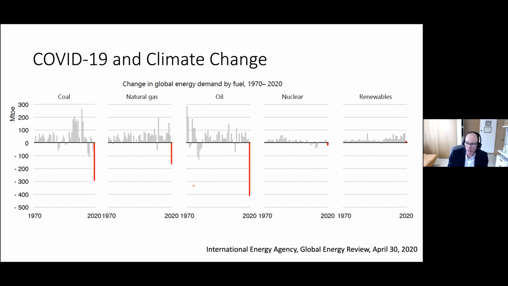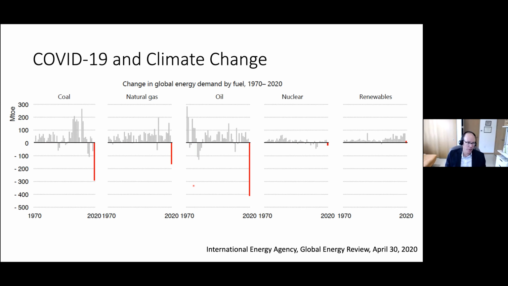So what did COVID actually do? It didn't really shift the distribution. I'll get into that in a minute. But it did change the emissions that cause climate change pretty substantially. So this is an interesting plot. It's the change in global energy demand by fuel. This is estimated by the International Energy Agency, and it was done on April 30th of this year to reflect what was happening with the lockdowns.